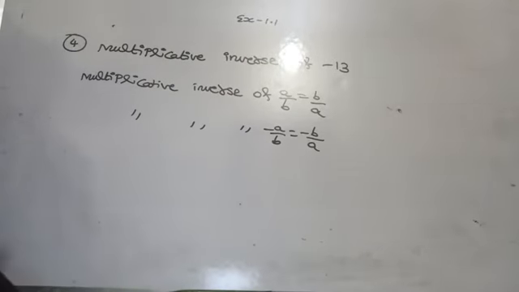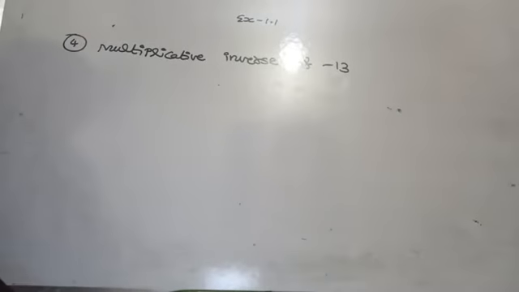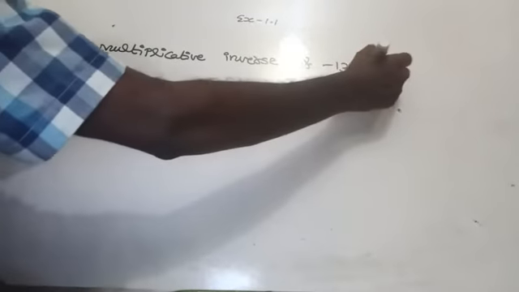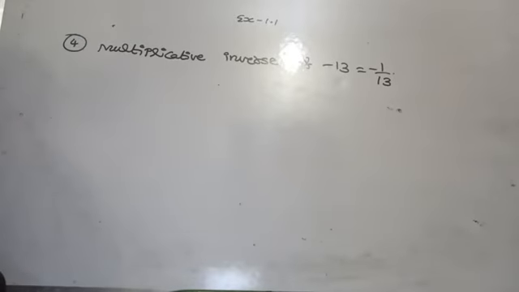Now, tell me the answer for the multiplicative inverse of minus 13. It is minus 1 by 13. That means we just take the reciprocal.